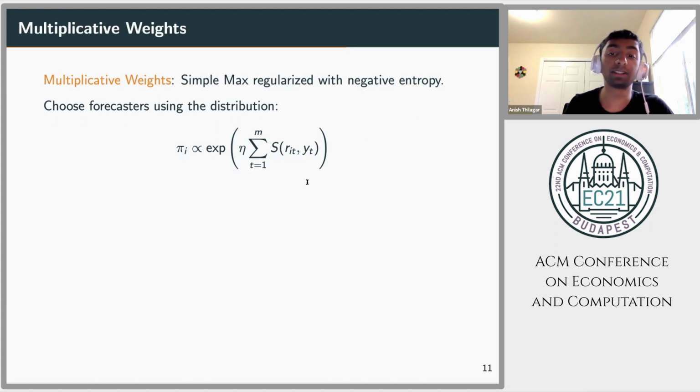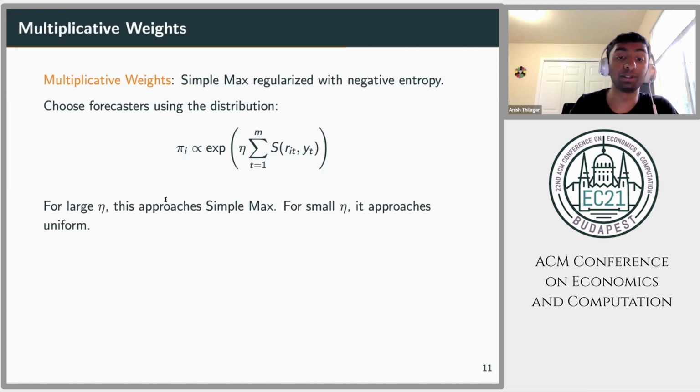Multiplicative weights looks like this, where we're choosing forecasters according to this distribution pi, where that's the sum of their scores between their reports and the outcomes across all the events. And we weight it by eta and exponentiate it, and then we normalize this for all the forecasters. So as we choose larger and larger eta, this just approaches simple max. But as we choose smaller eta, we're regularizing more and it approaches uniform.